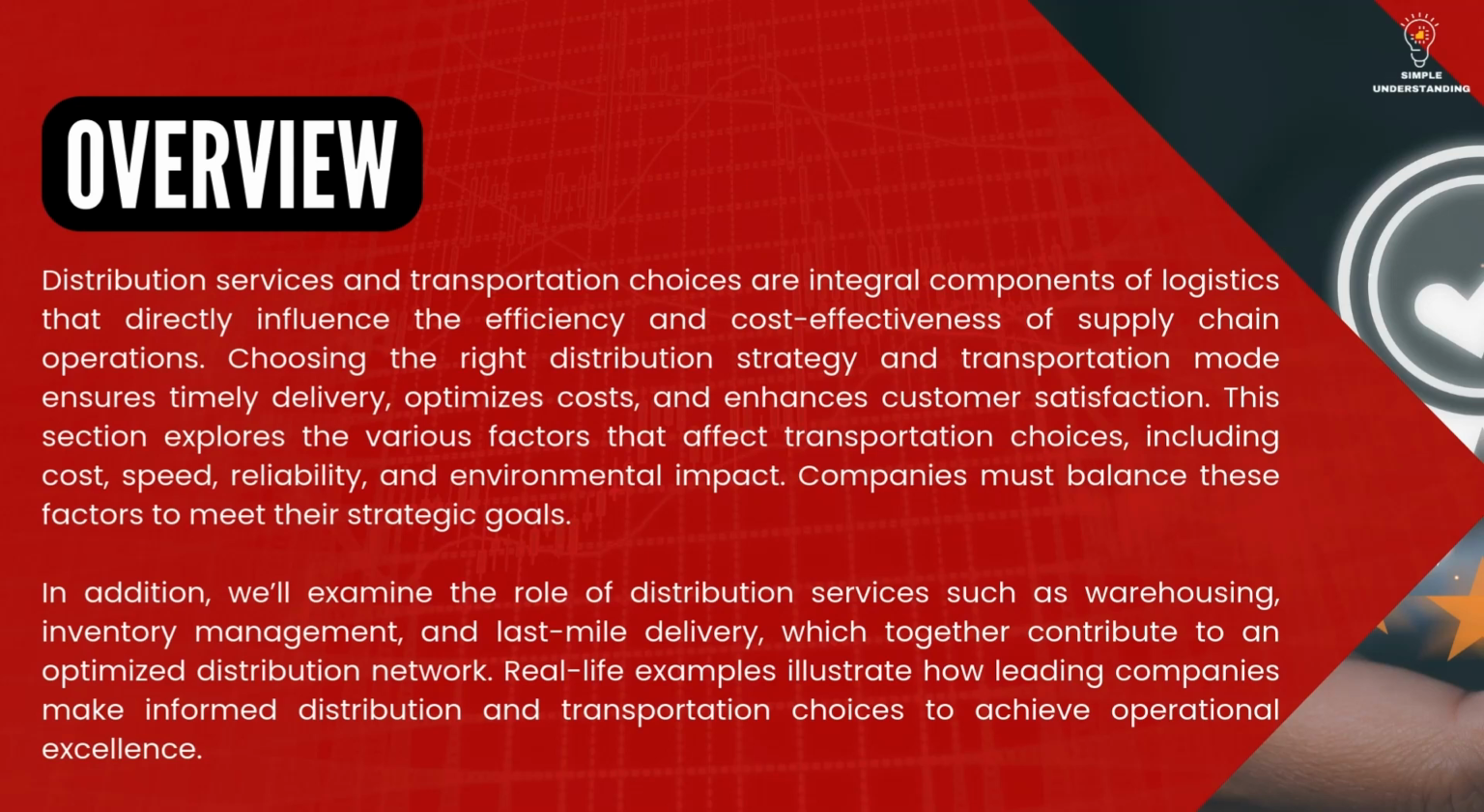This section explores the various factors that affect transportation choices, including cost, speed, reliability, and environmental impact. Companies must balance these factors to meet their strategic goals. In addition, we'll examine the role of distribution services such as warehousing, inventory management, and last-mile delivery, which together contribute to an optimized distribution network. Real-life examples illustrate how leading companies make informed distribution and transportation choices to achieve operational excellence.